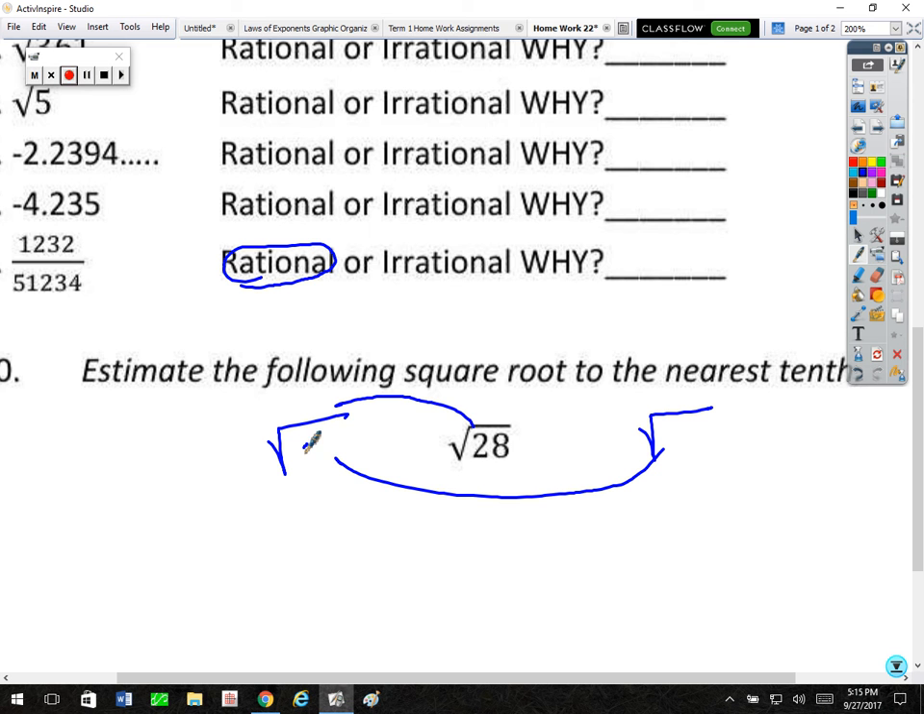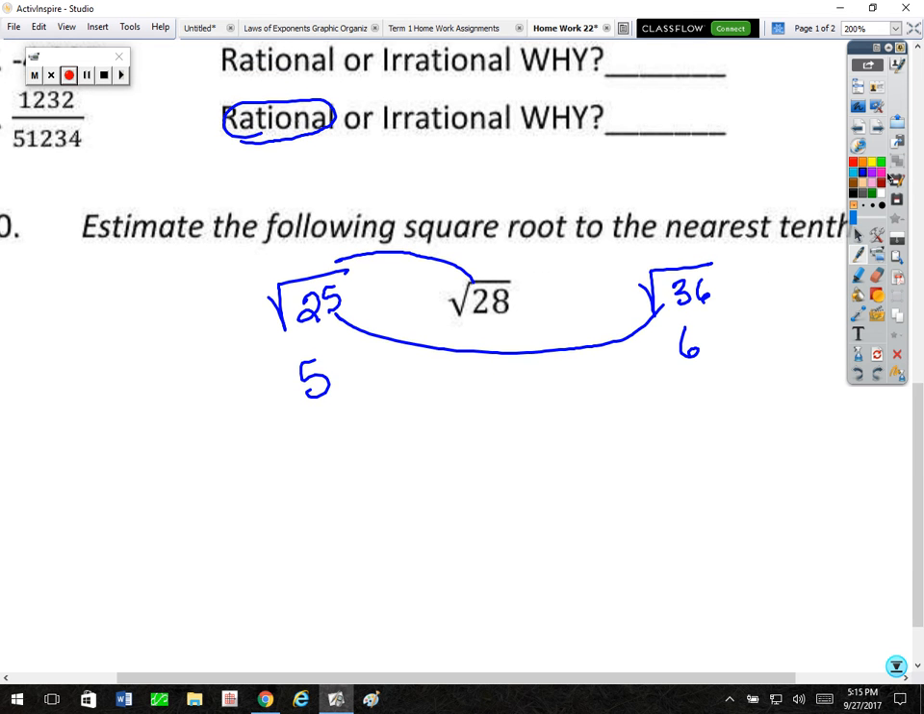I will help you out a little bit to start with. Remember, the first perfect square root to the left of 28 is 25. To the right will be 36. Okay, so now just set up your ratio. That's going to be between 5 and 6. Now you tell me what it is the rest of the way.